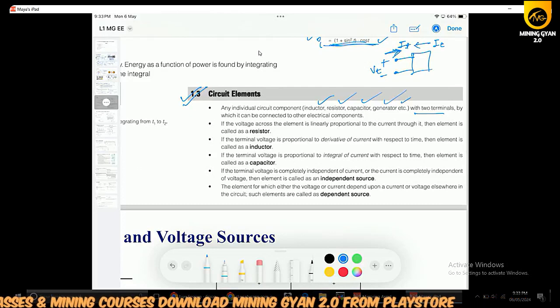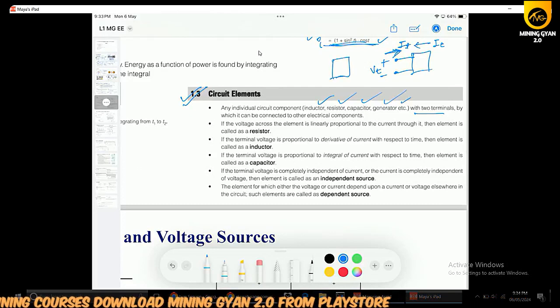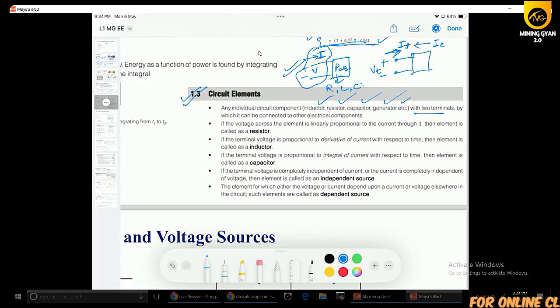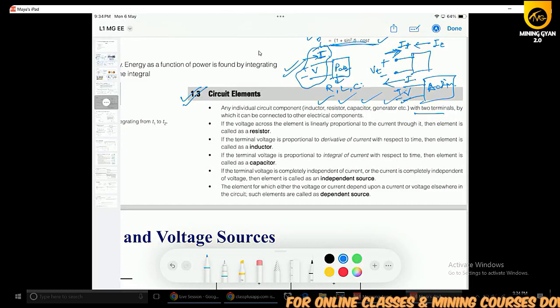But in case of passive elements, we will denote it like this. Like this means it is consuming power, P absorbed. Passive elements means resistance, inductance, capacitance. You just remember this. This is the basic convention. It means it is absorbing power, but in case of an active element like a source, we will write like this. It means the source is providing positive voltage and giving positive current.